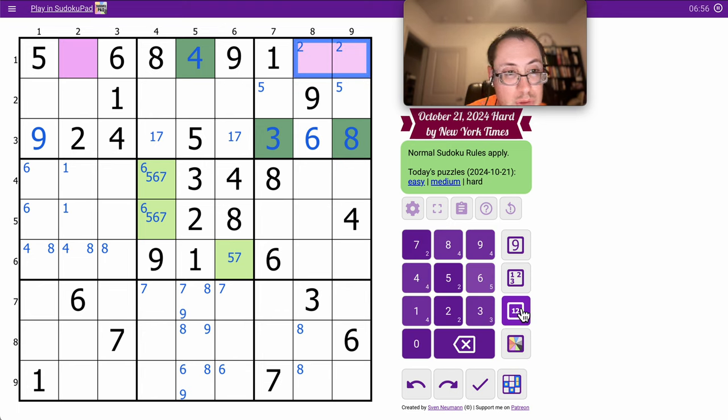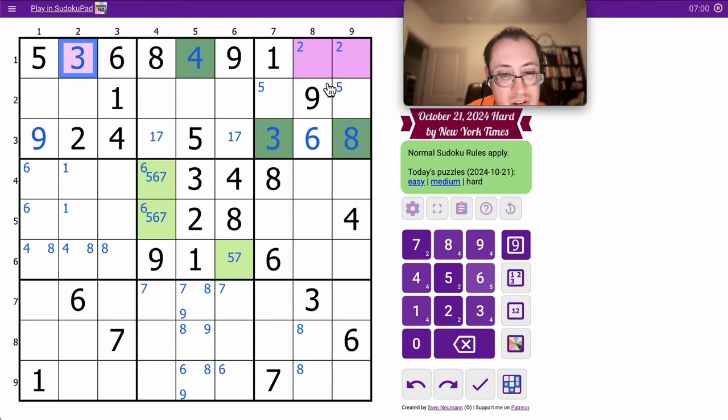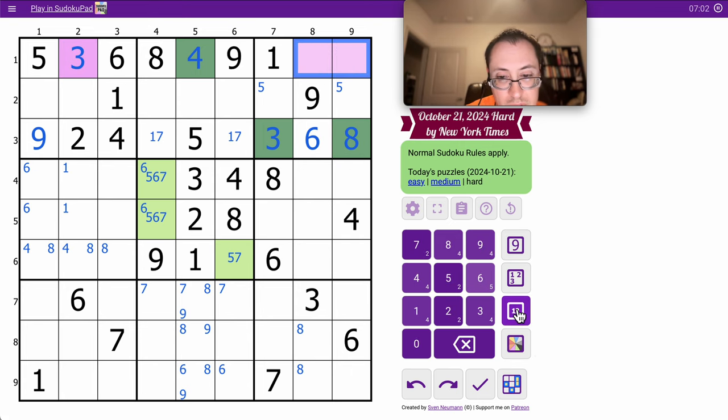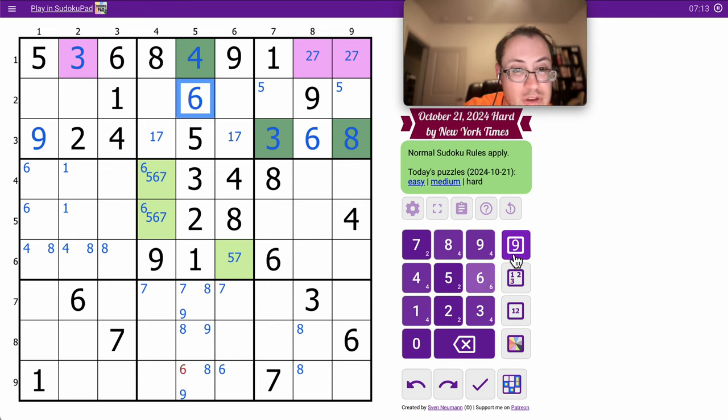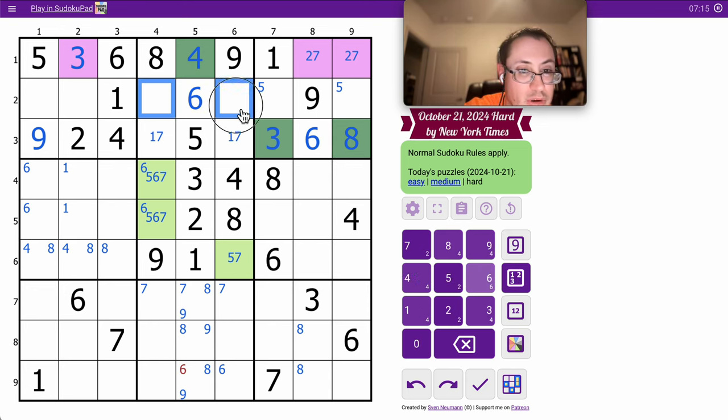These are 2, 3, 7, but 3 can only go there. Those end up as 2, 7. These are 2, 3, 6, and this one sees 2 and 3, so it must be 6. These are 2 and 3.